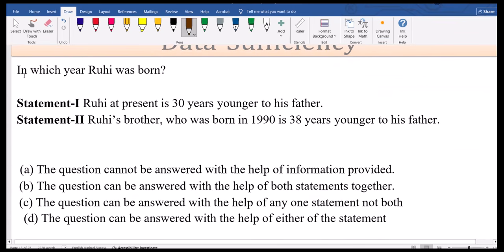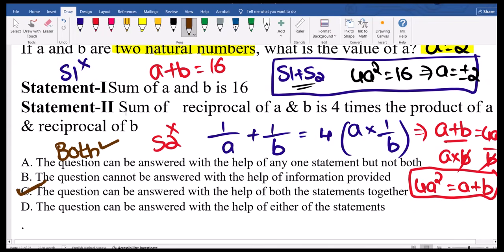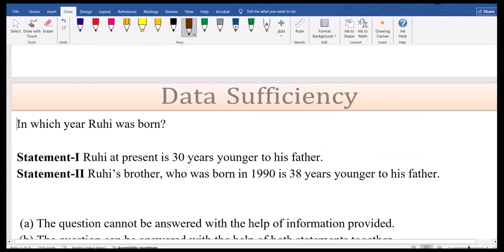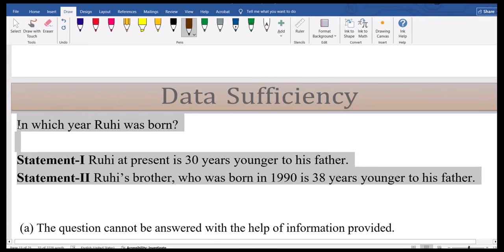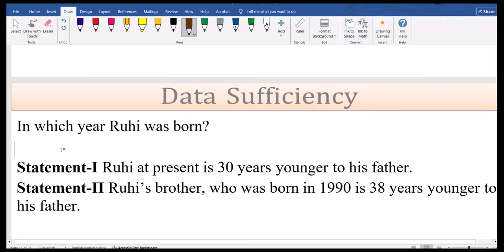Now see this age is related. Are you understanding previous question? Is it clear? Right, so data sufficiency, now see this age is related. In which year Ruhi was born? So that year Ruhi brother is 1990. When is Ruhi date of birth? You have to calculate.